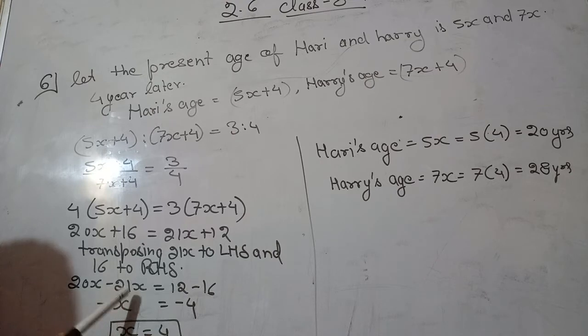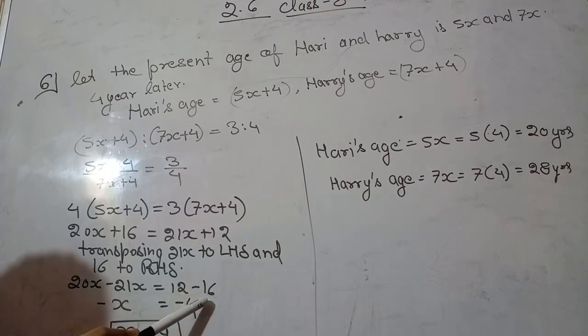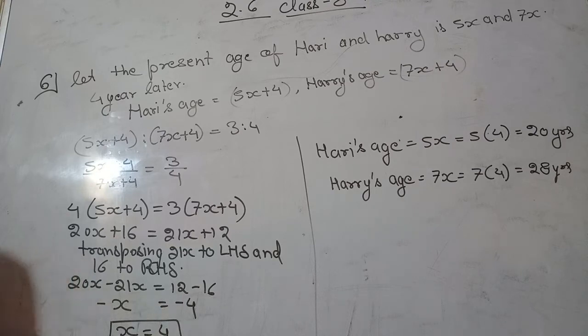In 20x minus 21x, which one is greater? 21 is greater and it is carrying a negative sign, so the answer is minus 1x, or we can say x. Here again 16 is the greater number and it is carrying a negative sign, so 16 minus 12 becomes 4. On both sides we have minus and minus, so we can cancel them out. So what is remaining? 4 is left. Now this is the value of x.